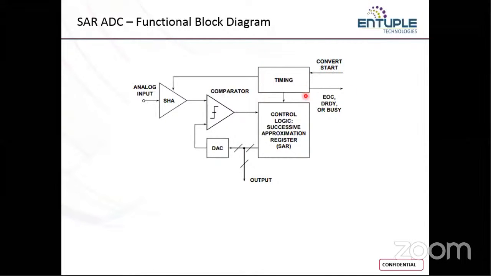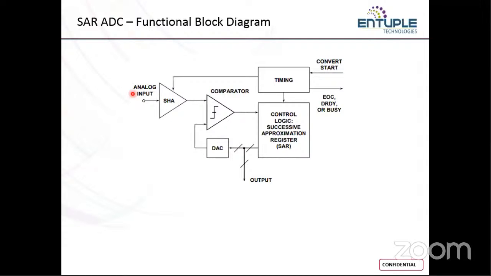We are not including that here in our illustration. So other than the timing block, we have all the other things. Analog input: we give any type of signal, for example, let's assume a sinusoidal input signal, and it is sent into a sample and hold circuit.